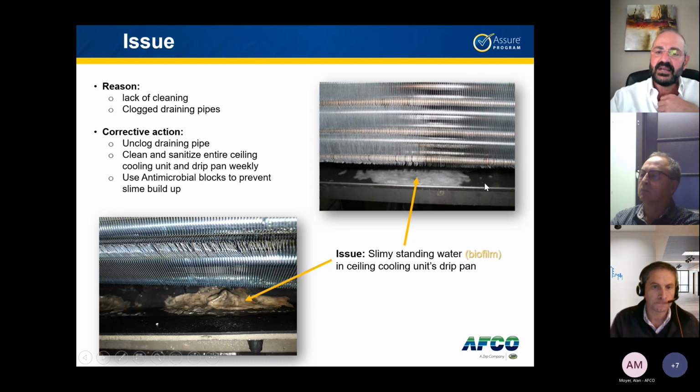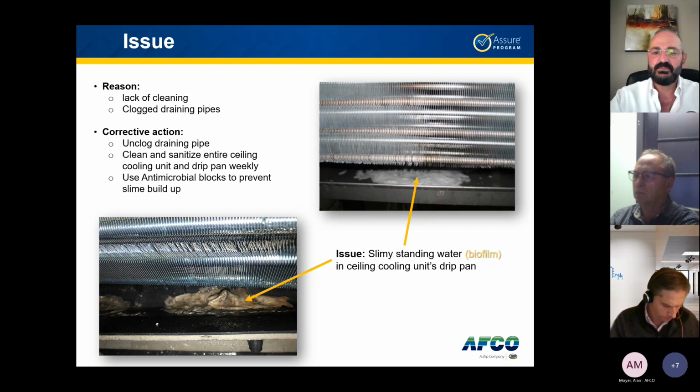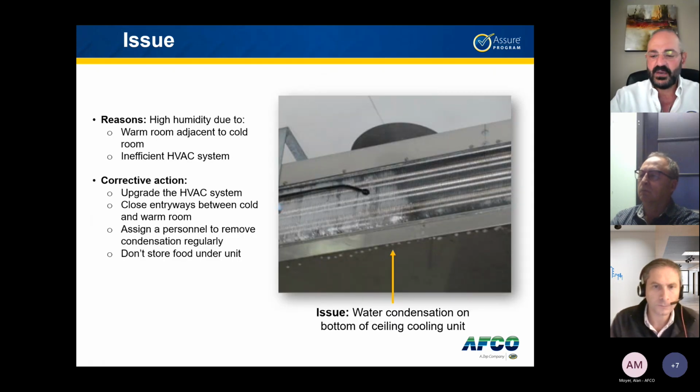And the water keeps dripping in there and sitting, and of course bacteria in this drip pan are going to form a biofilm, and they start breathing and multiplying. When they multiply, they create gas, and the gas creates foam and slimy water. And that's what you see in there. Look at the other picture at the bottom: there is slime in those cooling units, and this is a biofilm that contains listeria. So these ceiling cooling units, even the drip pans, have to be cleaned weekly if possible.